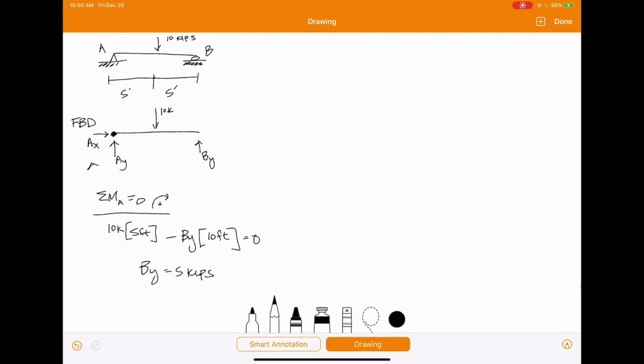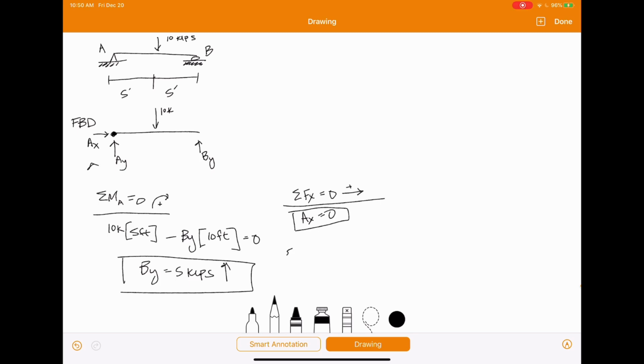Now we ended with a positive 5 kips, so our assumed direction that we drew up here is correct. So it'll be 5 kips pushing up. All right, now if we do our sum of forces, X equals 0, choose going to the right as being positive. We've got AX and nothing else, so AX equals 0. And then we'll do our sum of forces, Y equals 0, choose up as positive.